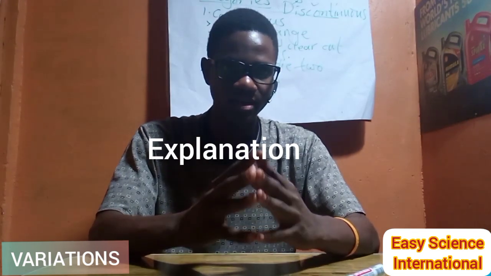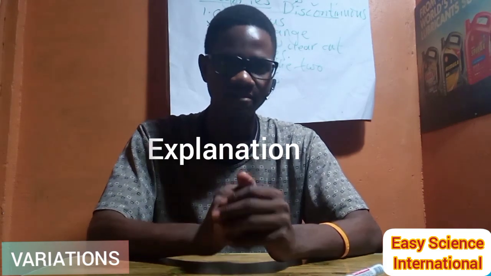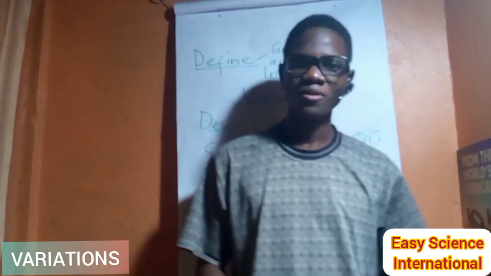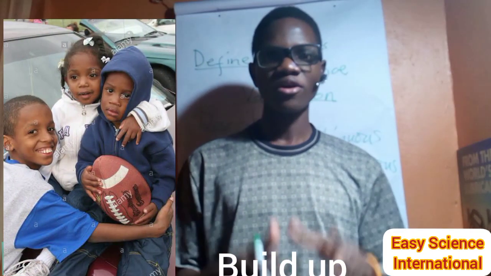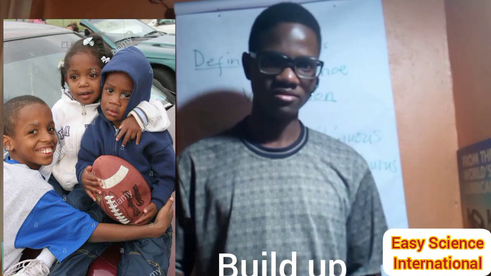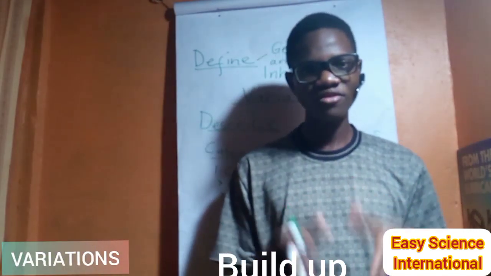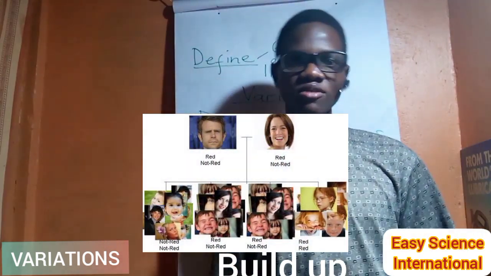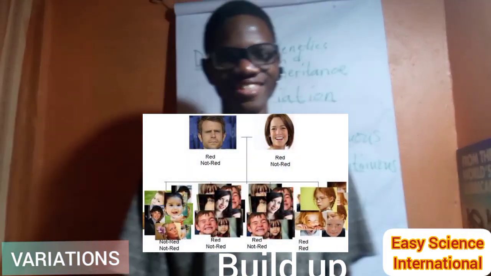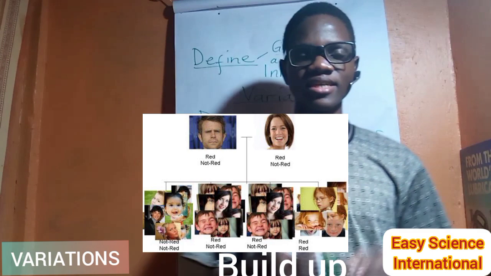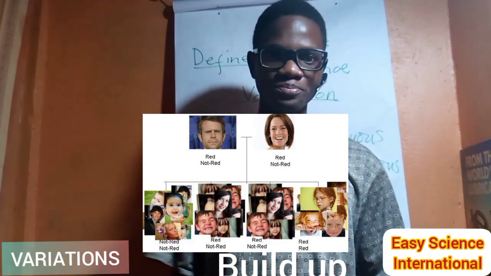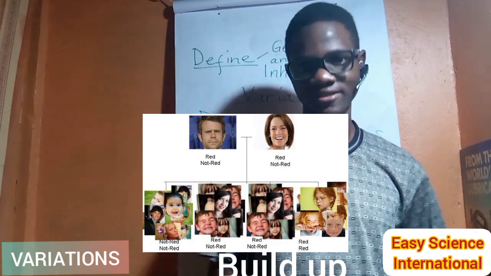Let's go and look at variation. Have you ever wondered why even your closest blood sister or brother, you can't resemble 100%? Have you ever wondered why you have differences? You might find somebody is brown, the other one is chocolate, the other one is maroon. But they are from the same parents. That is a phenomenon known as variation. And we can only study it under genetics.